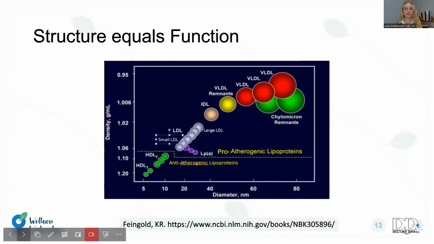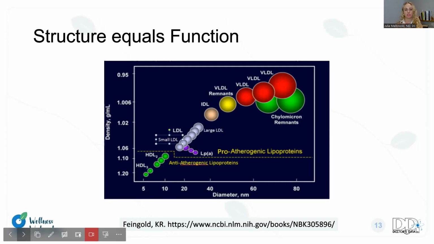So again, with these lipids, we want to understand that when we're looking at the lipid panel that we will be looking at today, this is very helpful information because it tells us a story of what's happening with the lipids. And with the lipids, structure equals function. Okay, so we talked briefly about the main lipids in the standard panel.